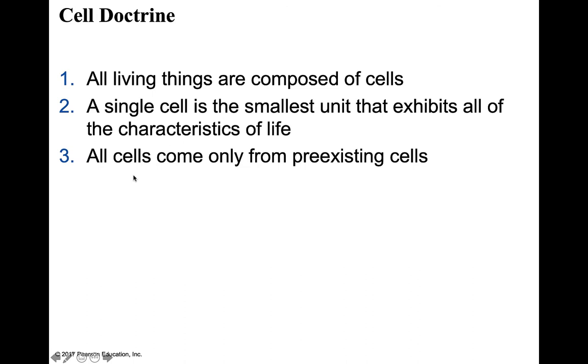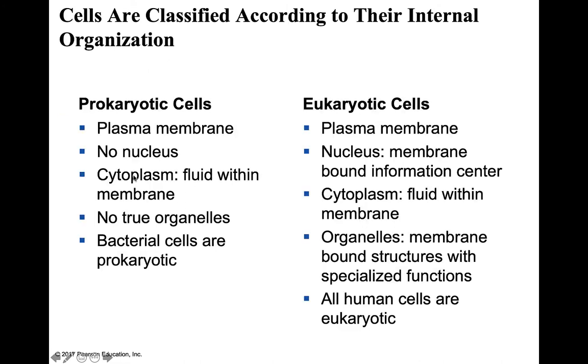Now, an important concept known as the cell doctrine, and this is something I want to make sure that you are comfortable with. We've introduced some of these concepts previously, especially the first. All living things are composed of cells. A single cell is the smallest unit that exhibits all of the characteristics of life, and remember, those were introduced in the first chapter. And all cells come only from pre-existing cells. So cells do not spontaneously come into life on their own. They all originate from pre-existing cells.